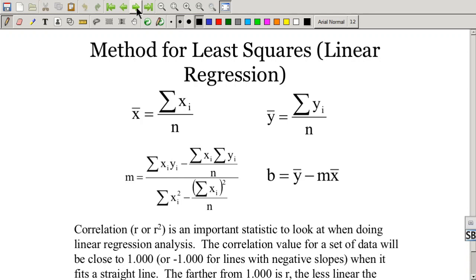You plug it into Excel, right? And you let Excel do the work, which is nice and convenient. But here's the root behind it. You can calculate your average x value and your average y value just by summing them up and dividing by the number of points. The slope is calculated in this fashion.